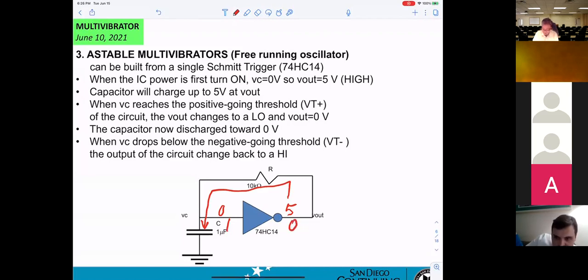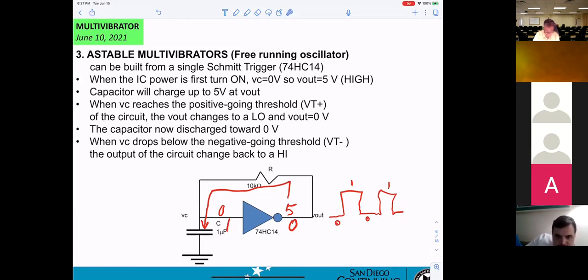Okay? So basically you can see the output looks like this one here. 0, 1, 0, 1, and it will run forever. That will be free running. And now we go into the detail. How do we do the calculation?